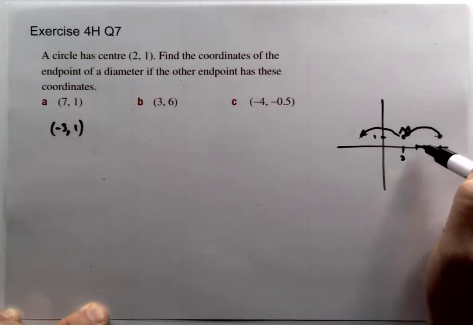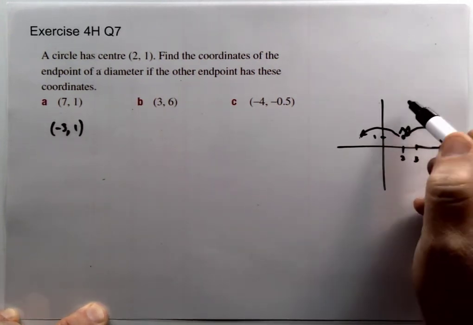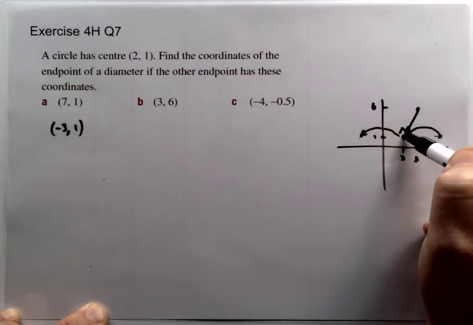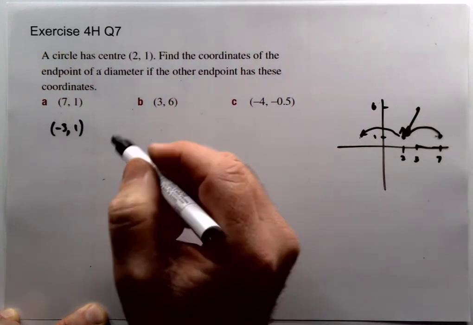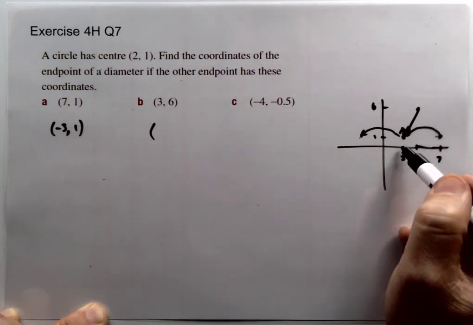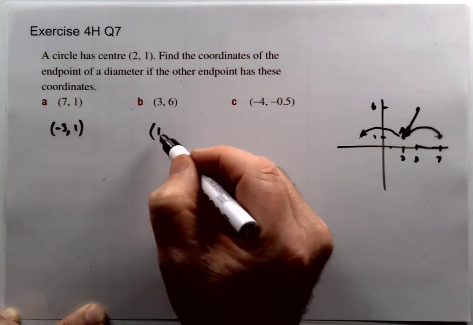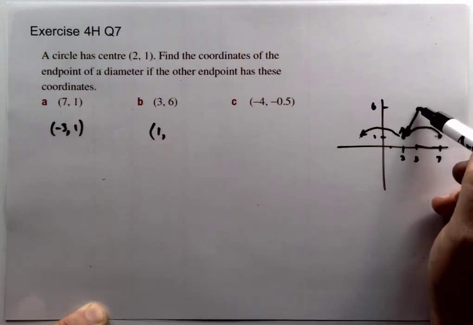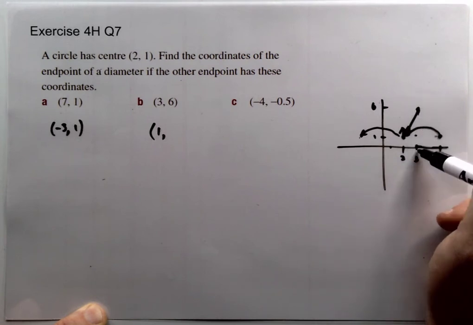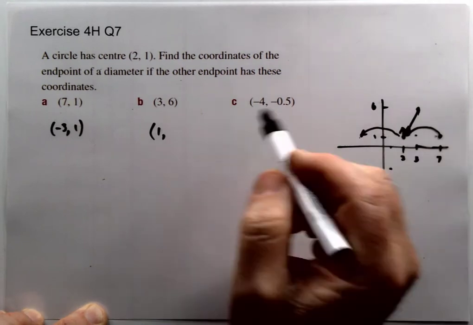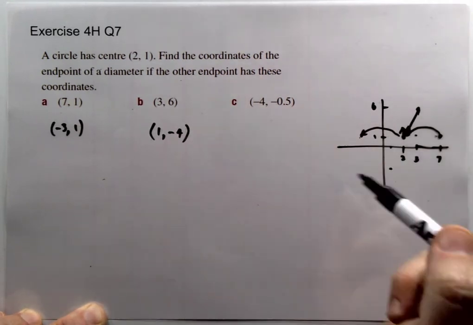Okay, if we've got the point 3, 6 there, so you can see to get from there to there, with the x value we're subtracting 1, so we better subtract another 1 there to get down to 1. With the y value we're going from 6 down to 1, so we're subtracting 5, so we better subtract another 5 to get down to our other endpoint, and 1 take away 5 is minus 4.